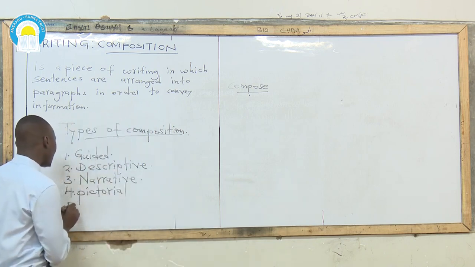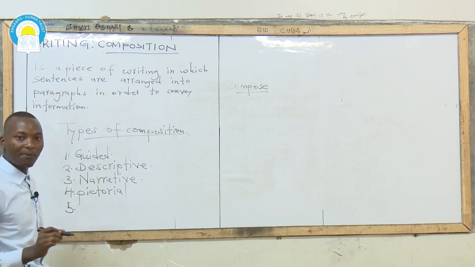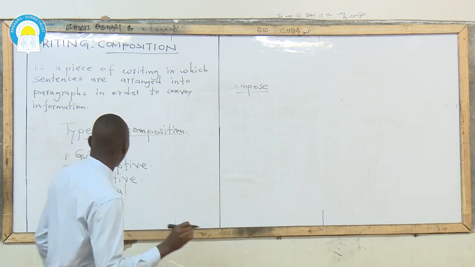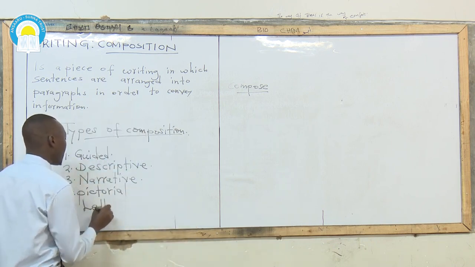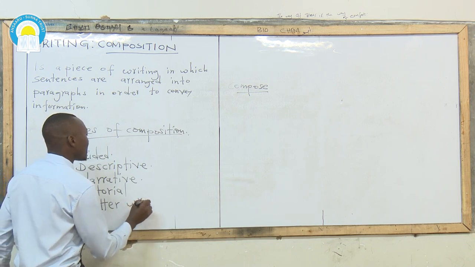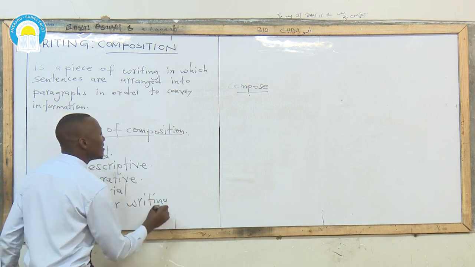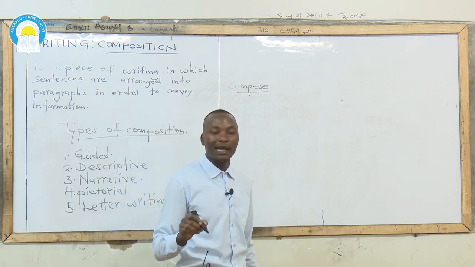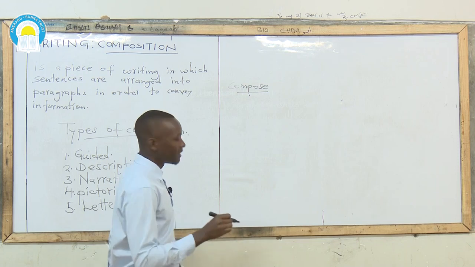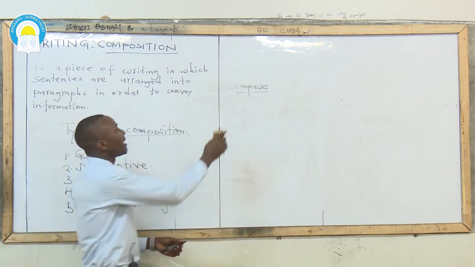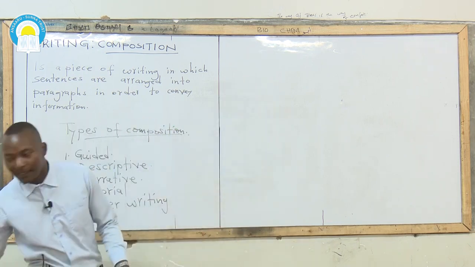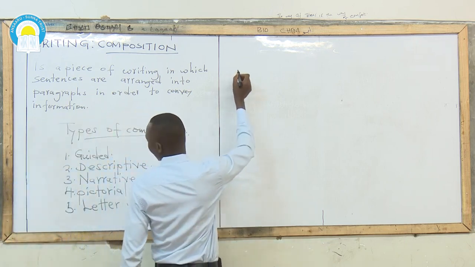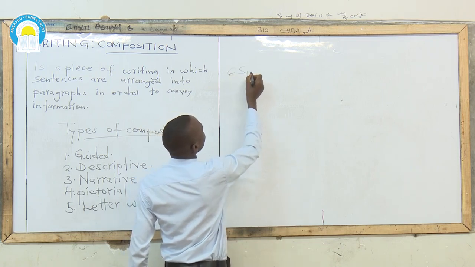Then number five, we have several writings. For example, the one that is commonly used by all and sundry is letter writing. This one is very common because each one of us has at one time written a letter. Then the next type of composition is speech writing.